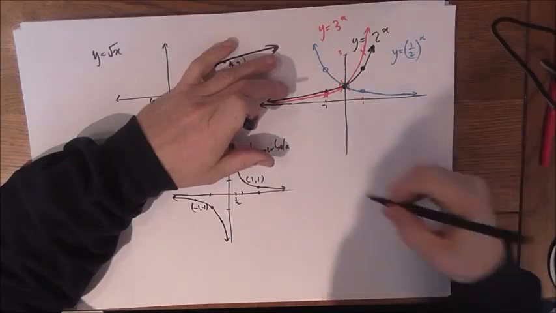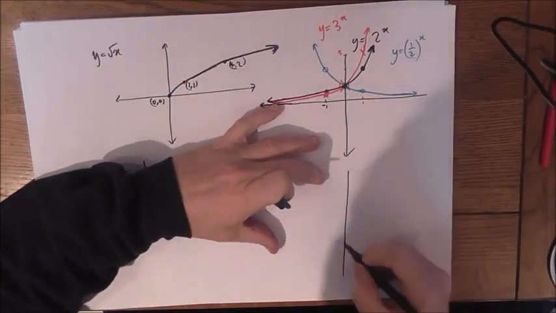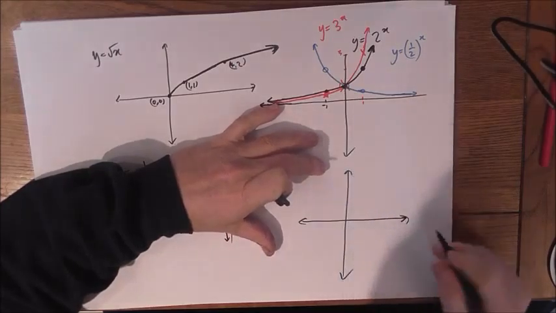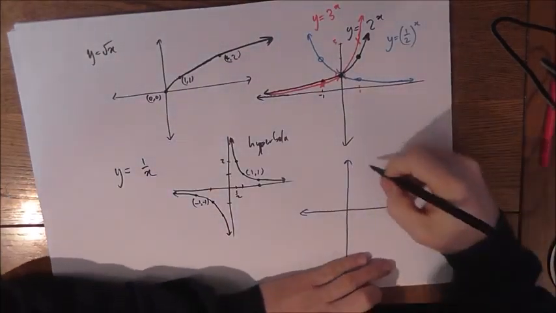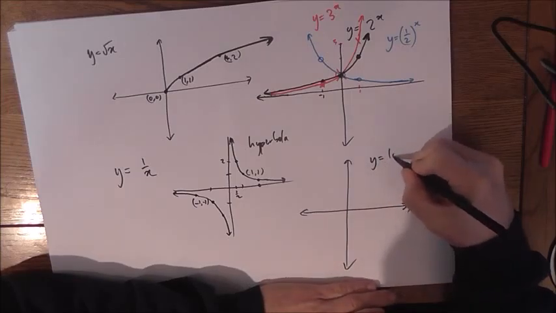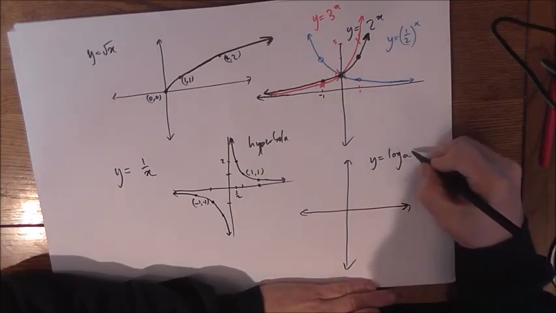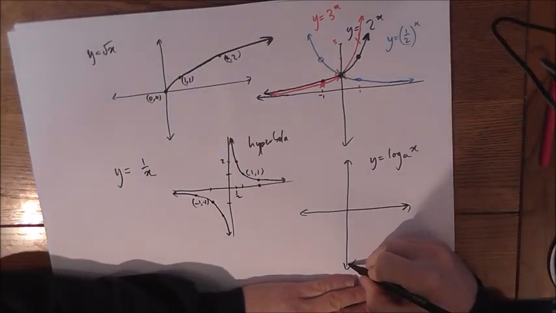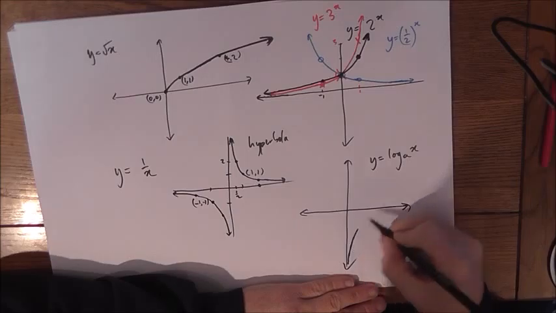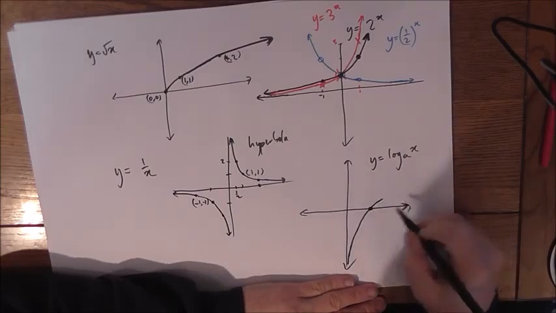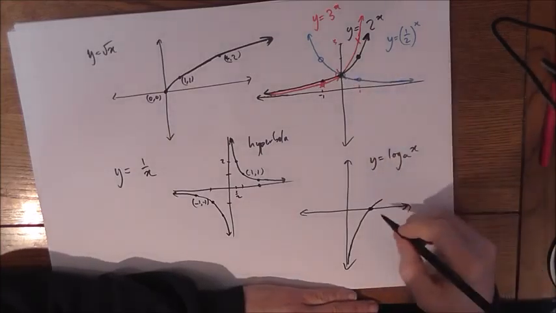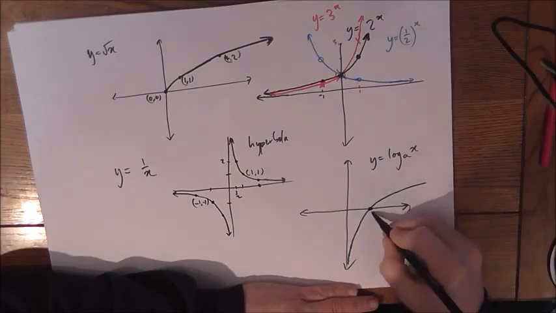Now, for year 12 students, they need to know this. It's not GCSE and it's not anything younger than that. This is y equals log a x. What this does is it has an asymptote of x equals 0, in other words the y-axis. It always goes through 1, it's kind of like the equivalent of this. If it always has a y-intercept of 1, this will always have an x-intercept of 1.